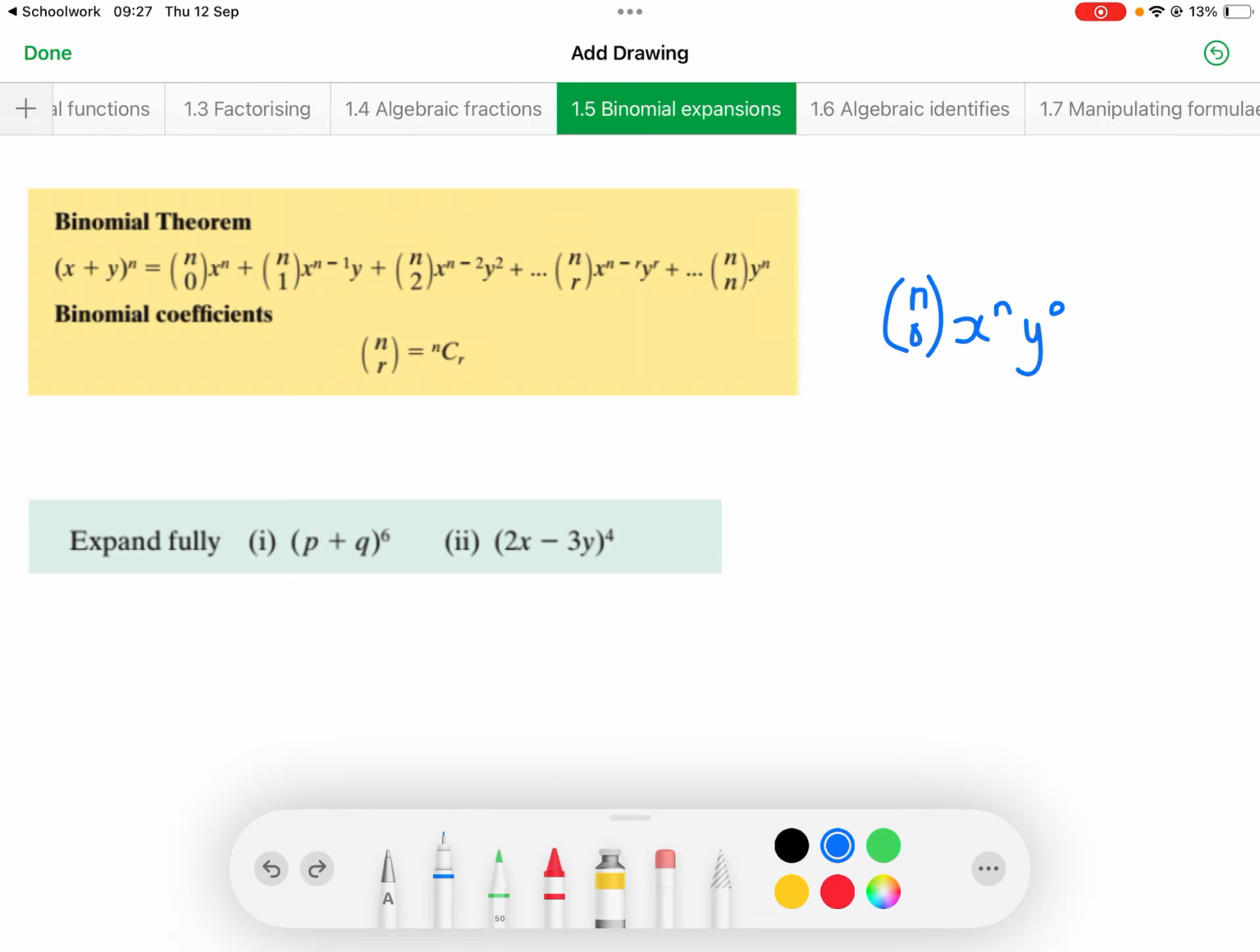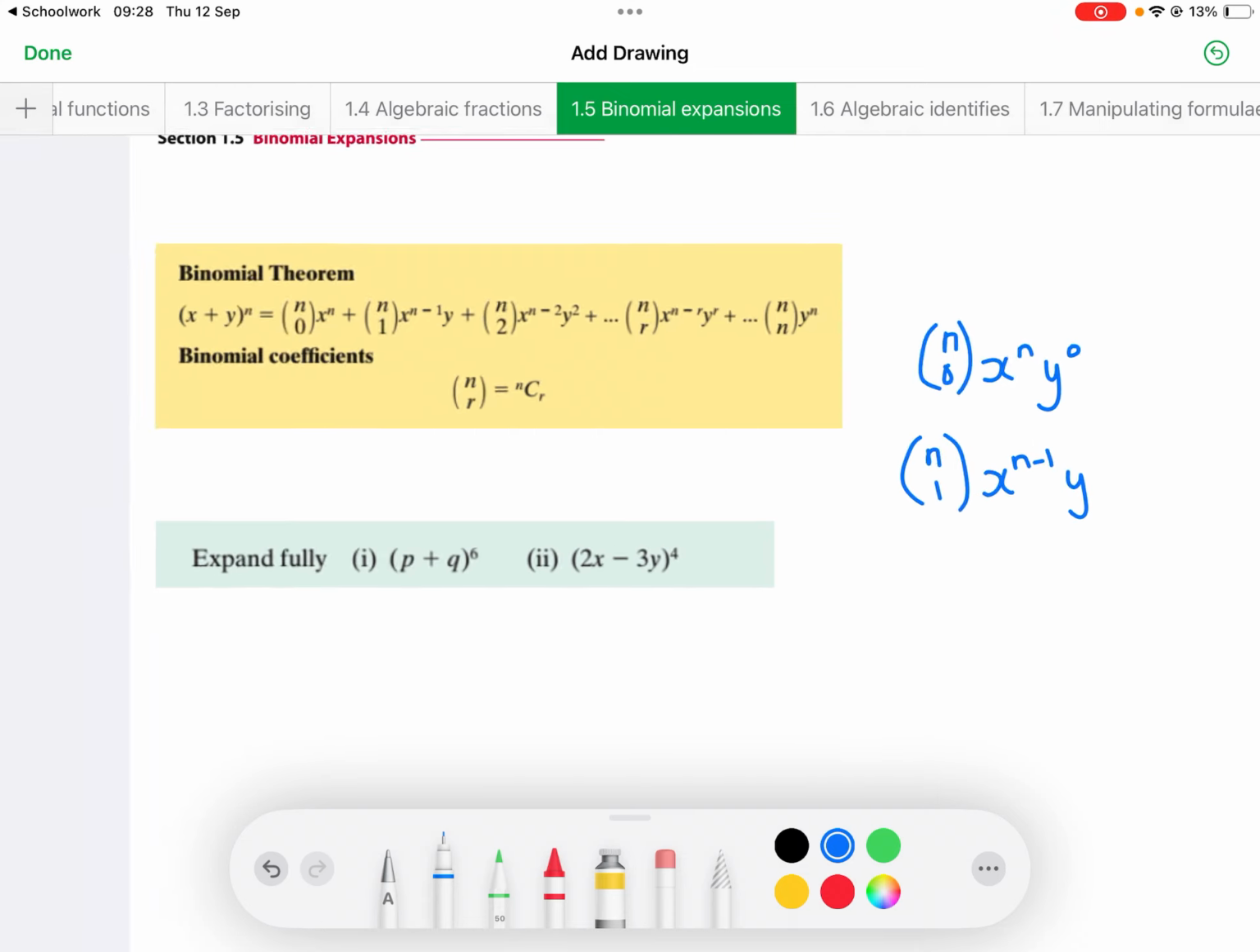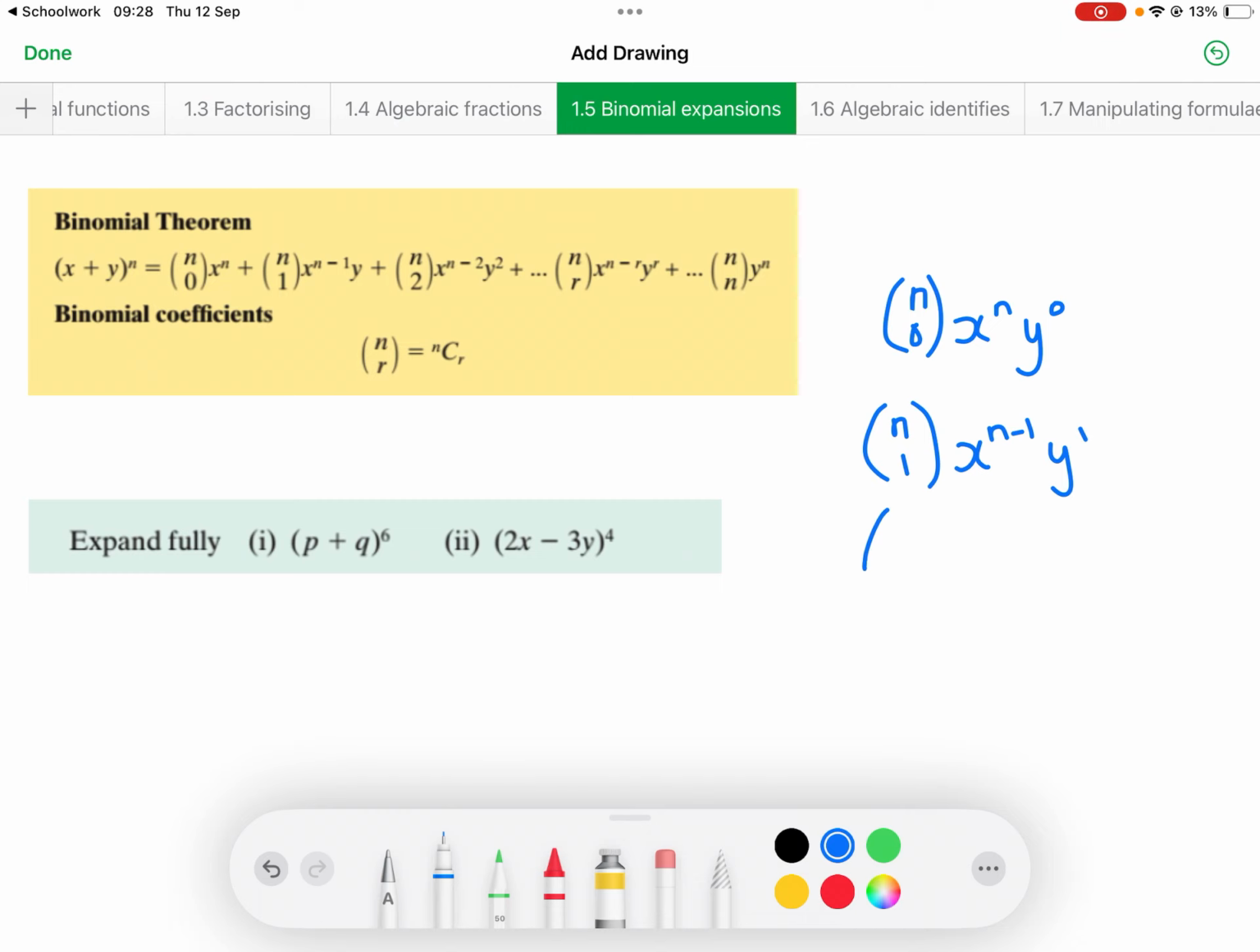And what we do then is we keep going and we increase the bottom. So we would do n choose 1 for the next term. But that means that the power of x has to keep going down. So it started at n, so now it's going to go down by 1. But the power of y is going to go up. So it was 0, and we're going to add on 1, so it's going to go up to 1. If it's n choose 2, the x is going to go down by another 1, so it's going to go down by 2, and the y is going to keep going up. So it's going to keep going until we get to n choose n. The x will get to 0, and the y will get to n.